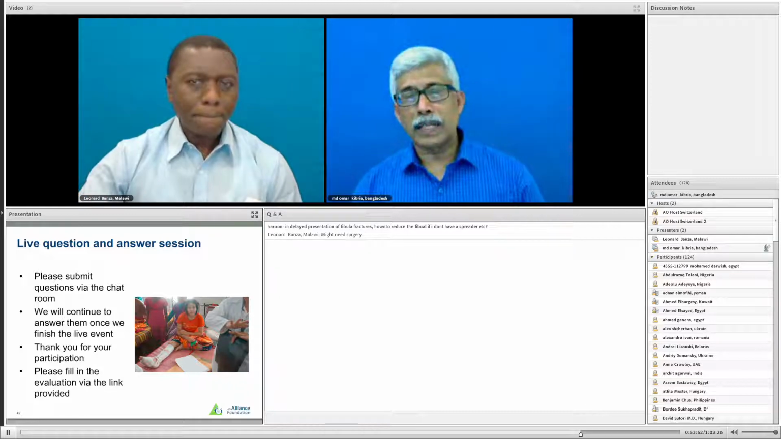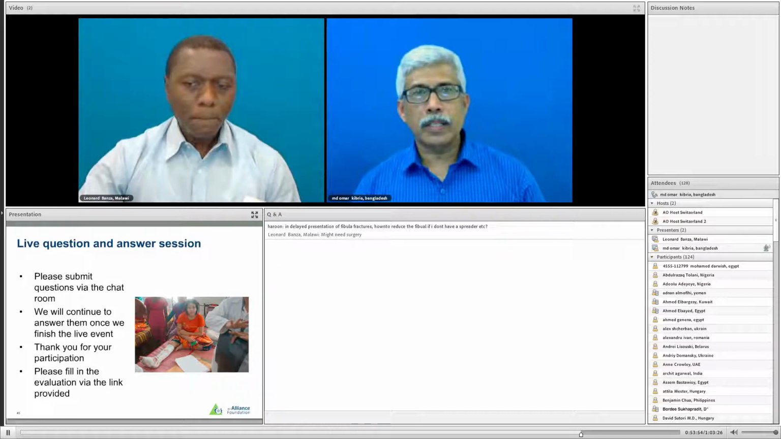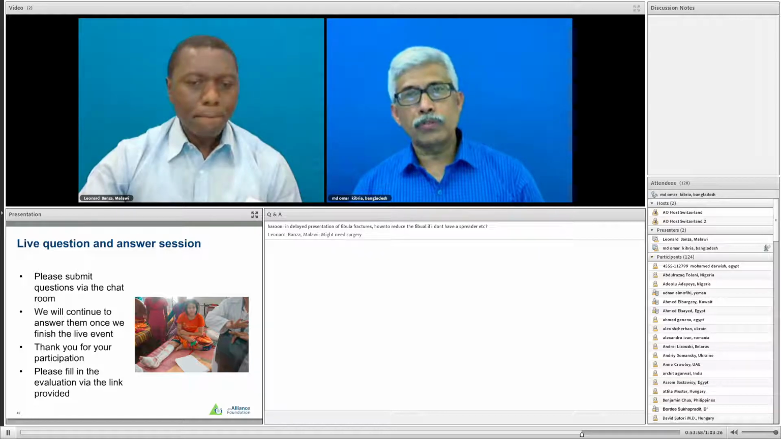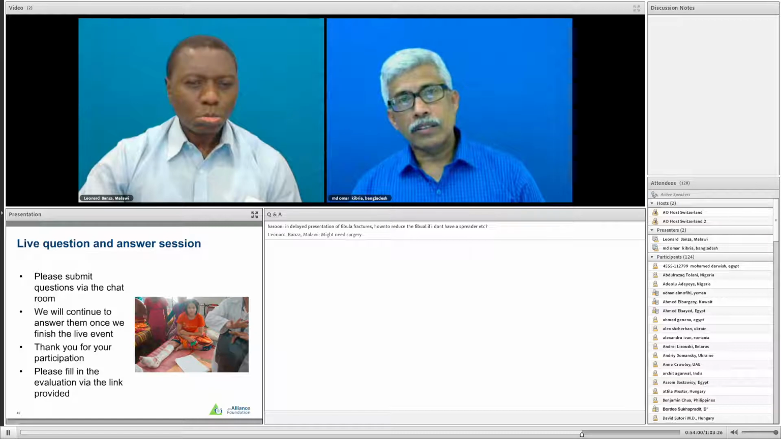No, the gapping of the medial space means there is a diastasis or rupture of the syndesmosis. So you have to fix the fibula and fix the syndesmosis at the same time. You cannot leave it alone.